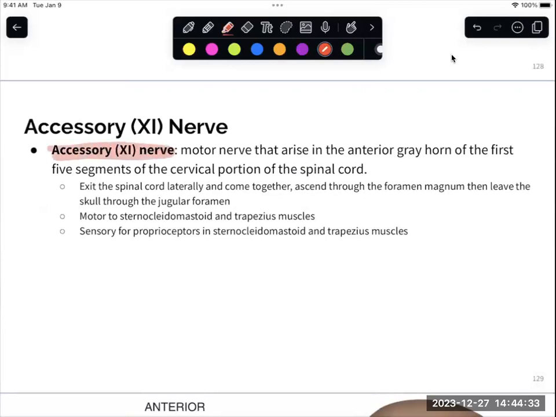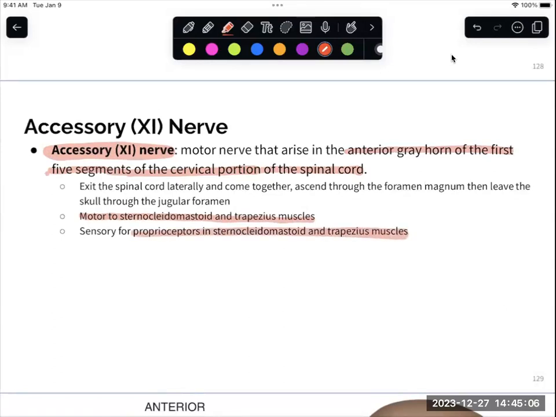Cranial nerve 11, accessory nerve. This actually comes from that anterior gray horn, from the first 5 segments of the cervical portion of the spinal cord. It will go back up into the skull through that foramen magnum and then leave through that jugular foramen. Motor to sternocleidomastoid and trapezius muscles, as well as proprioceptors to those specific muscles.